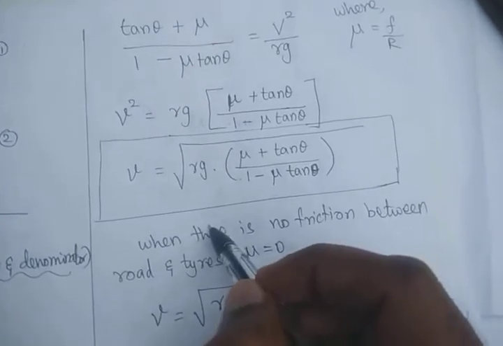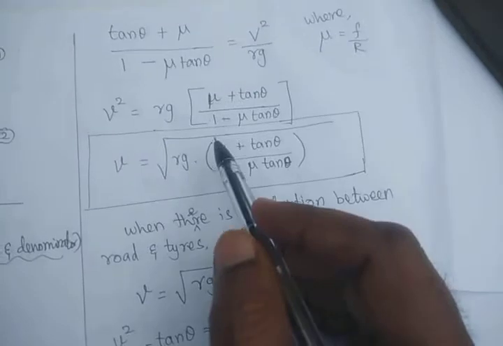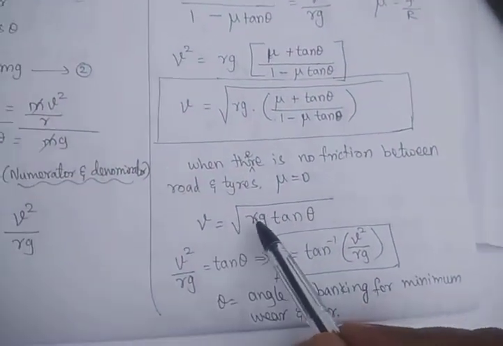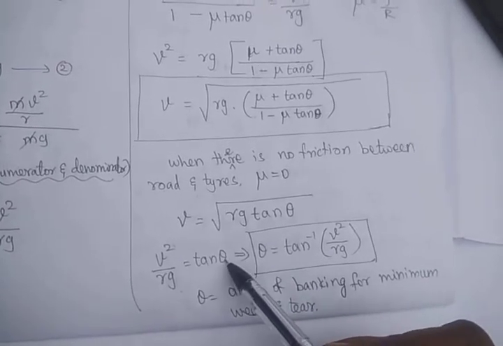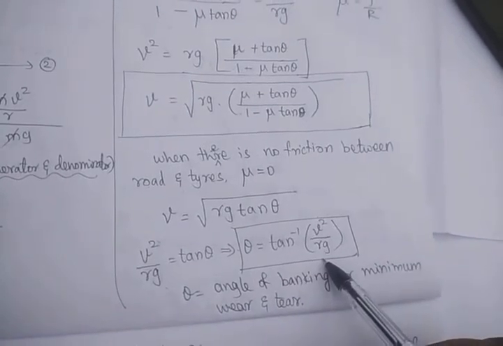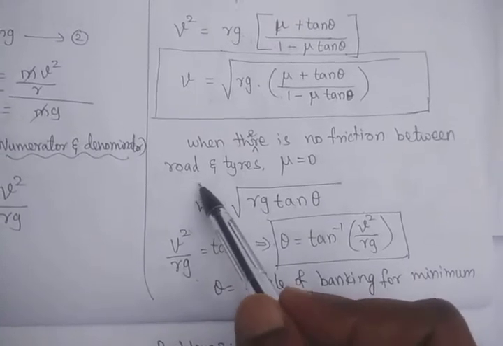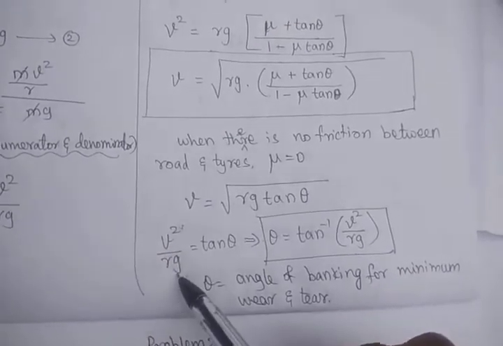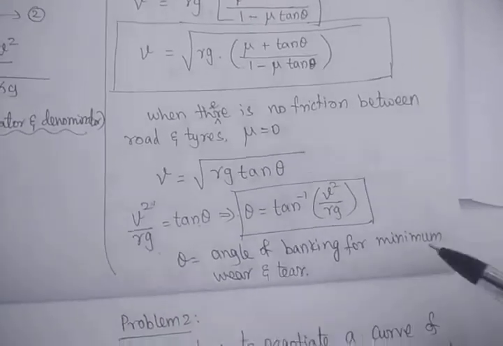When there is no friction between the road and tires, if you take mu equal to 0, then what will happen? Velocity is equal to root of rg tan theta. So v squared by rg is equal to tan theta. Then theta is equal to tan inverse of v squared by rg. Very simple, students. Squaring, v squared is rg tan theta. Then you bring the rg here, v squared by rg is equal to tan theta. Then theta is equal to tan inverse of v squared by rg.